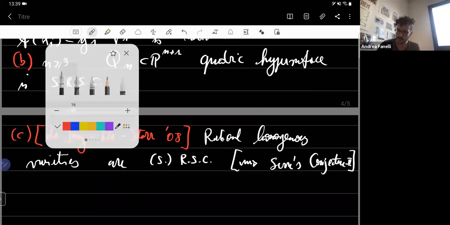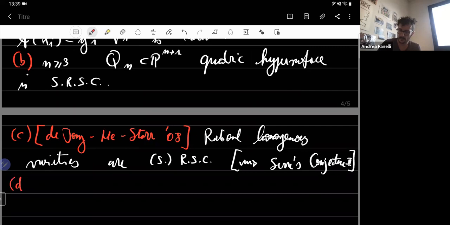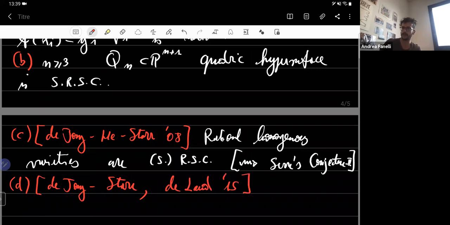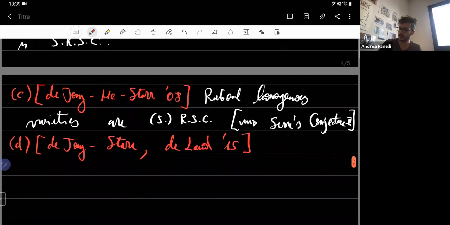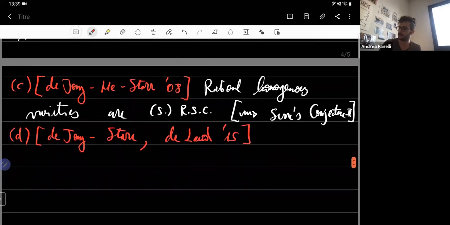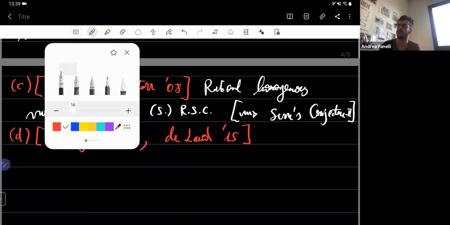Another class of examples: those are big theorems, from C and D. This is de Jong and Starr. And I also mention Zhu, who is a student of de Jong, I think. The de Jong and Starr paper is, as far as I know, not published, and the paper by Zhu is published. So I will write down the statement of Zhu. This is about complete intersections.